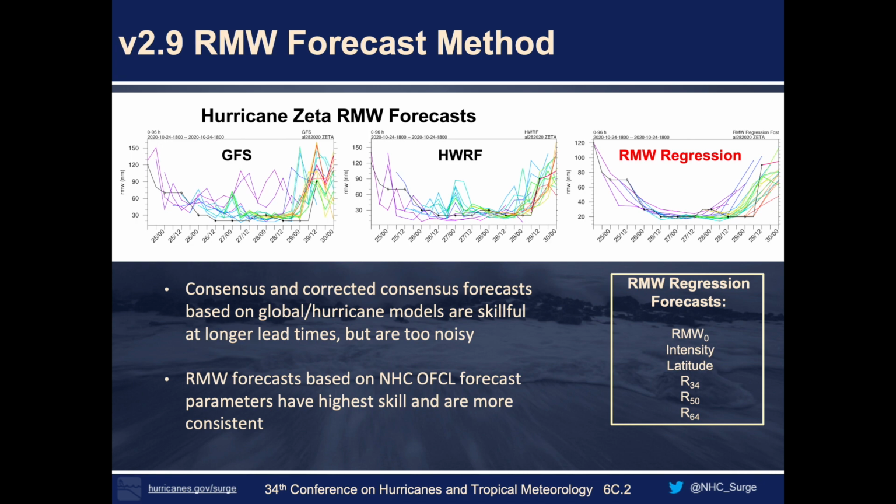So instead, we decided to use NHC official forecast parameters as input into regression equations to forecast RMW. So we use the initial RMW and then forecasts of intensity, latitude, and then the 34, 50, and 64 knot wind radii. And you can see that the resulting forecasts shown in the top right figure here are a lot smoother and a lot more consistent from run to run. This is much more useful for operations.